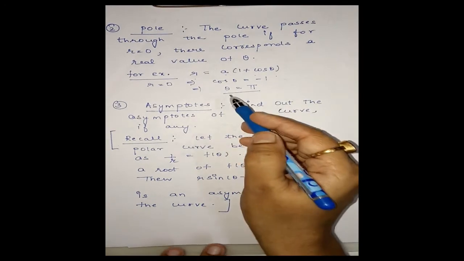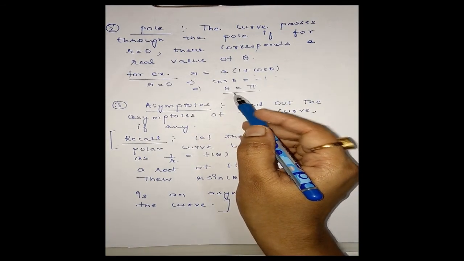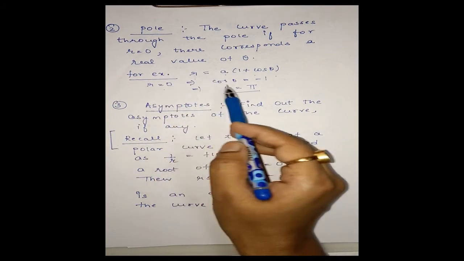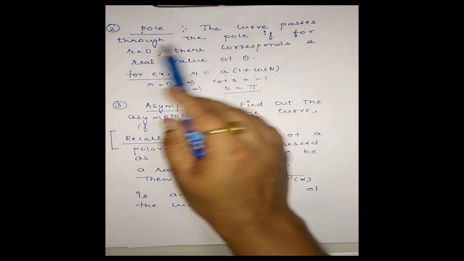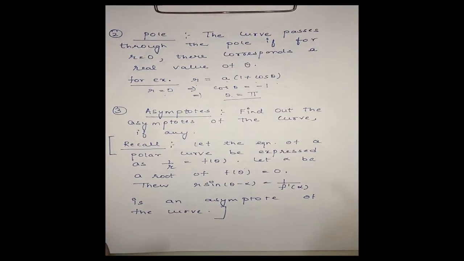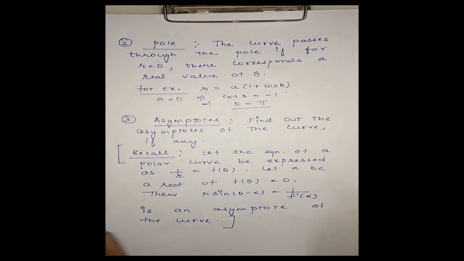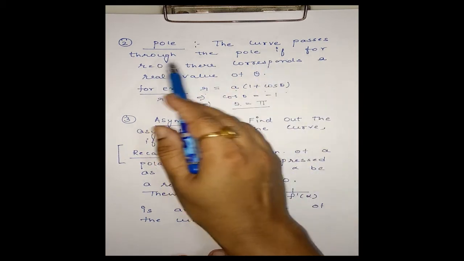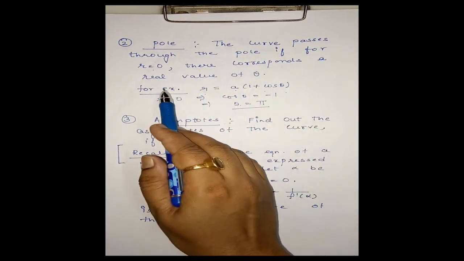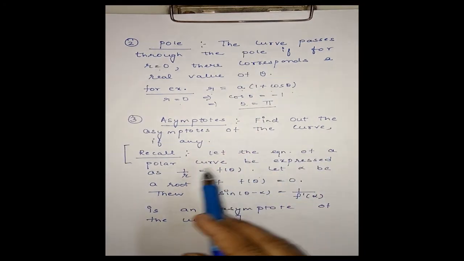Okay, that means there exists at least one real value of theta if r is equal to 0, and in that case we say the curve passes through the pole, that is, passes through the origin, as we have done in the Cartesian curve also. The curve passes through the pole if for r is equal to 0, there corresponds a real value of theta.